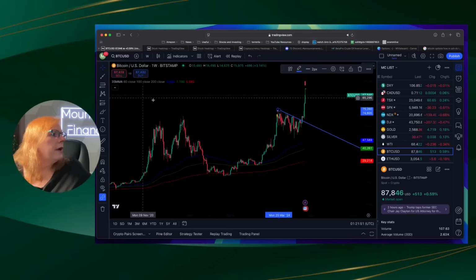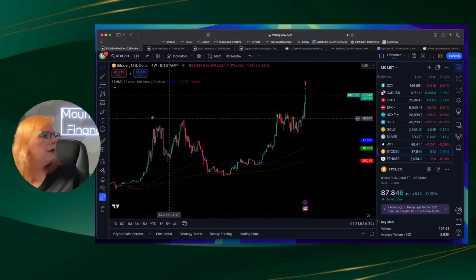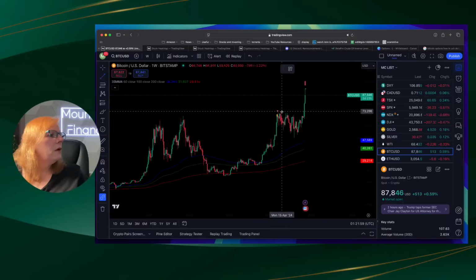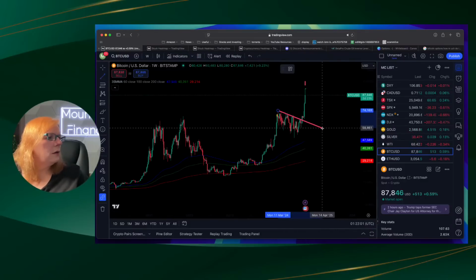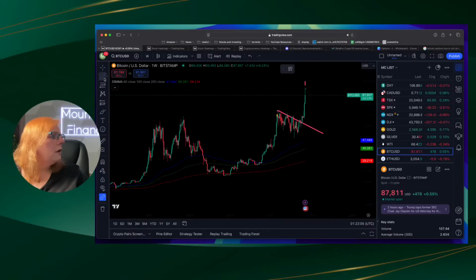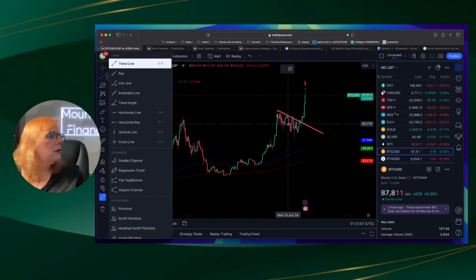Oh, I didn't want array. Did I do array? I did array. Sorry, I just want a trend line. Here we go. All right, give me a second trend line.